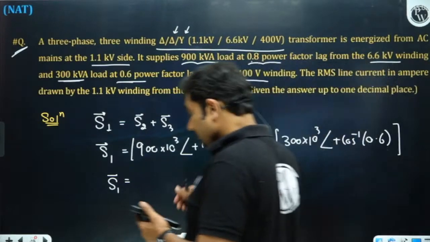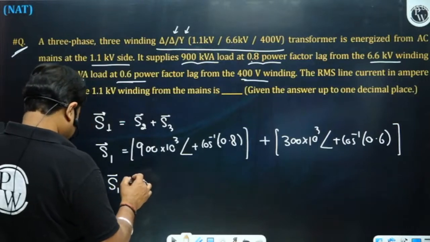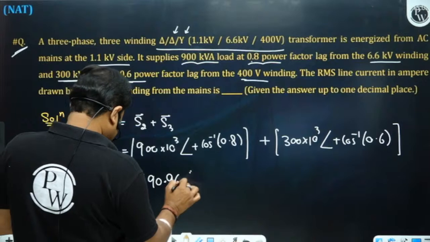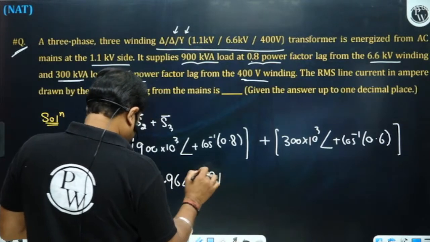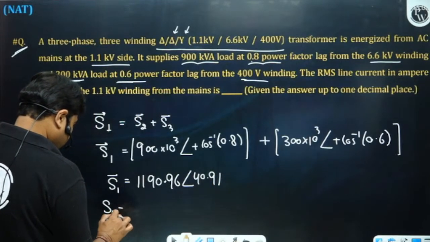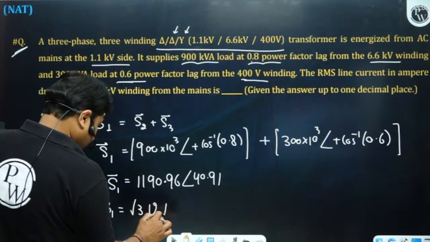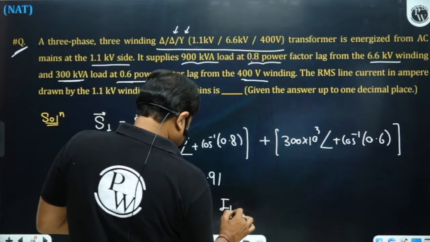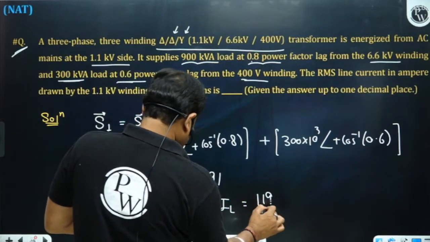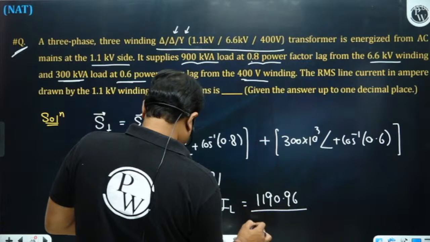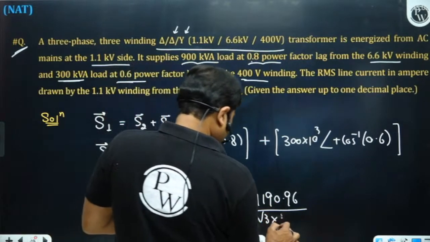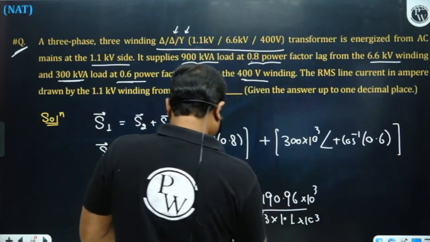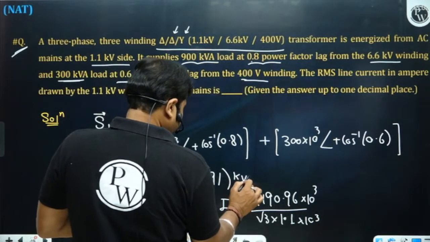I did some calculation mistake. 1190.96 at an angle of 40.91. Now the magnitude of this will be √3 VI, where this is line current and line voltage. So your line current will become 1190.96 divided by √3 times the line voltage 1.3. This is also in kV. Okay, this is in kVA.